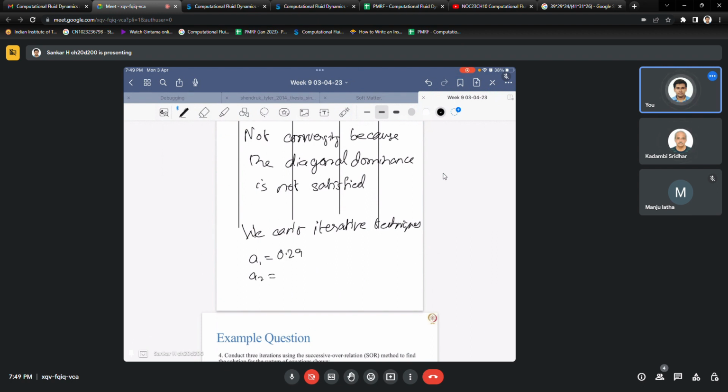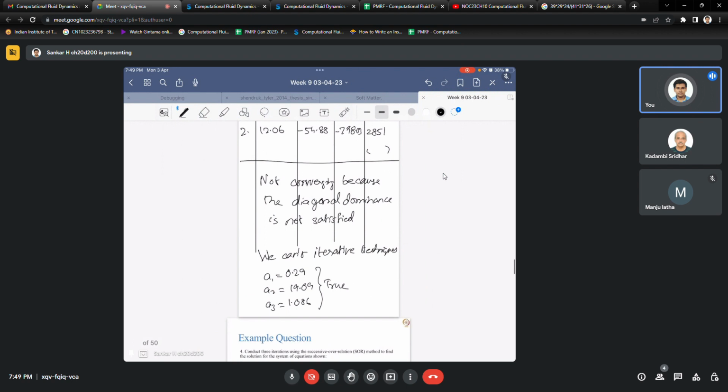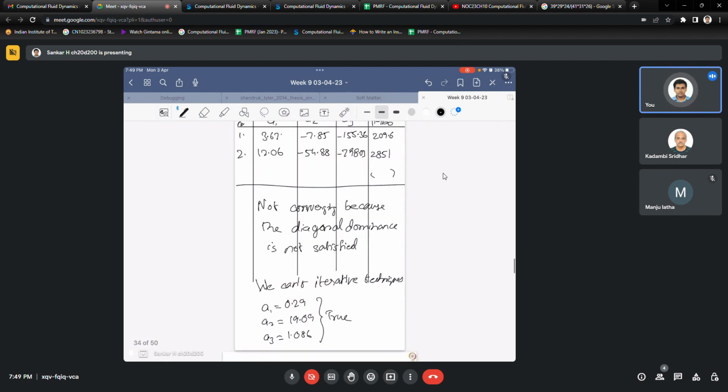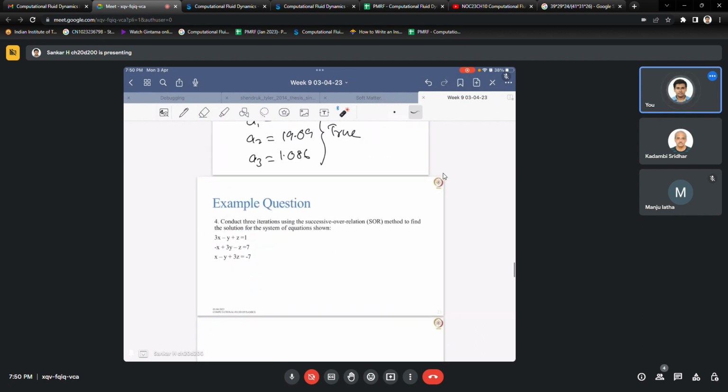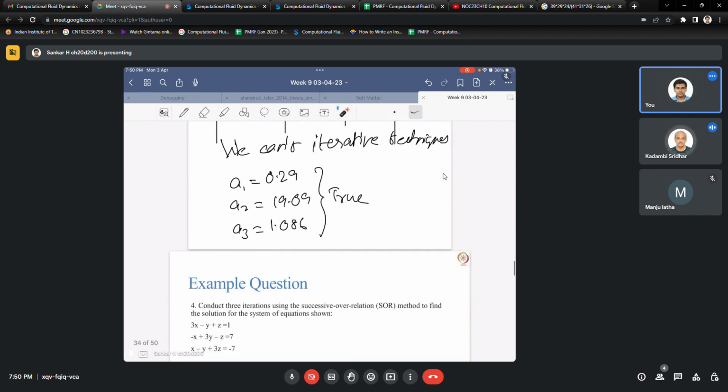We see that the correct answer for A1 should be 0.2982, A2 should be 19.09, and A3 should be equal to 1.086. These are the true values, and we see that we can't find them. The iterates 3 and 12 are not even close to 0.29, and they are in fact diverging everywhere. So we can't use iterative techniques for this particular question.